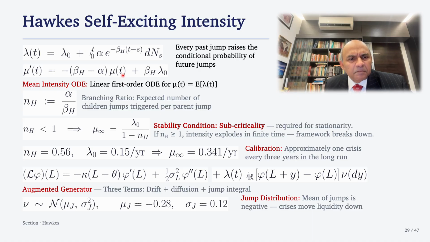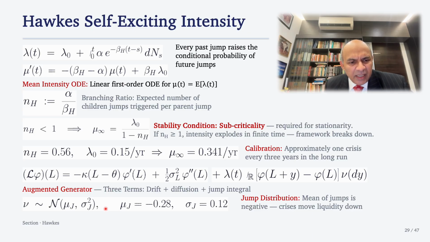That's shown over here. Now the branching ratio nH is equal to alpha divided by beta of h. That's the expected number of children jumps triggered per parent jump. So the stability condition is that nH must be less than 1. That's the subcriticality required for stationarity. In our calibration, nH is 0.56, so very much in the subcritical region.